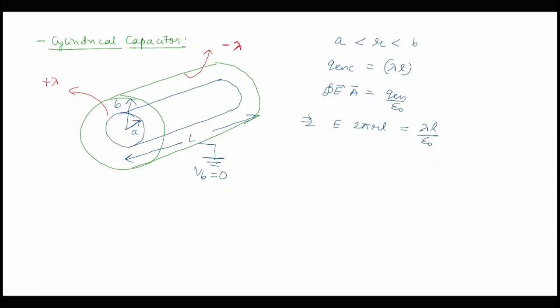So from here we can cancel L and we obtain the electric field, which is the same equation as the infinite line charge, that is E is equal to lambda upon 2 pi epsilon naught r. If we put this in the equation, that is VA minus VB is equal to negative integral of E dot dr.